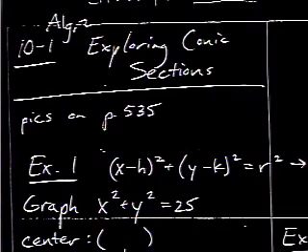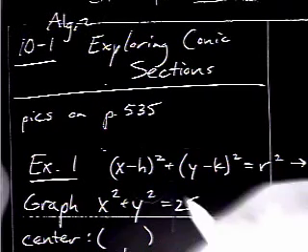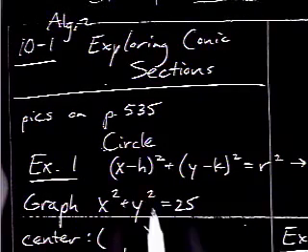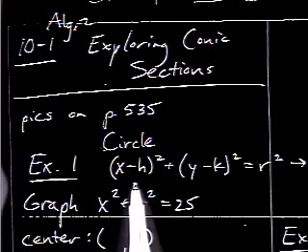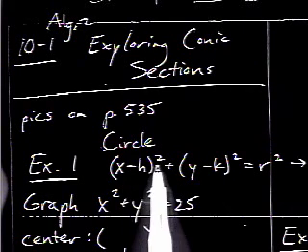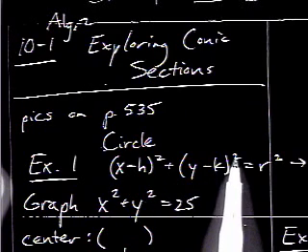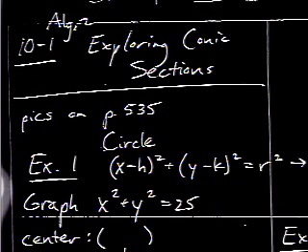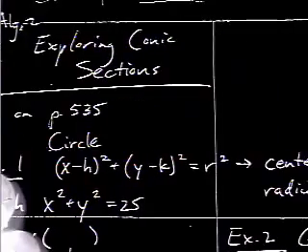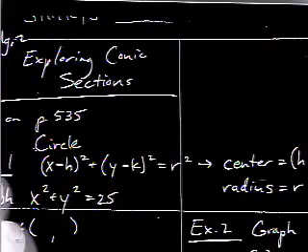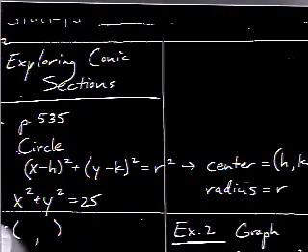So the first one we want to talk about is the circle. The basic equation of a circle looks like this: x minus h, quantity squared, plus y minus k, quantity squared, equals r squared. The first few examples we're going to do are pretty easy, and then we'll get into the more difficult ones later, but they're not really that difficult anyway.